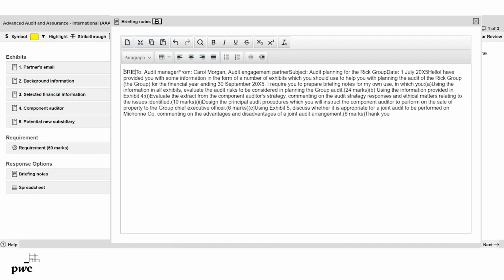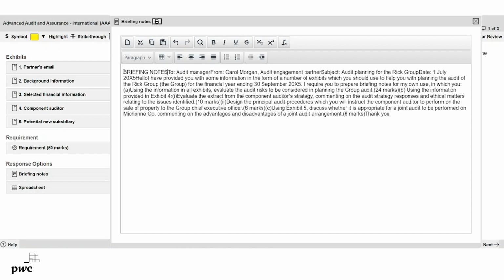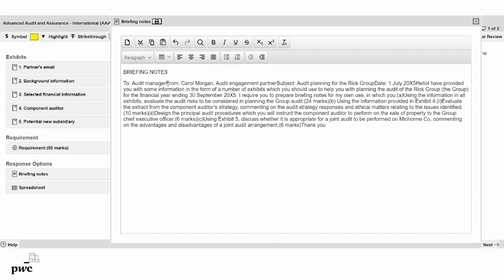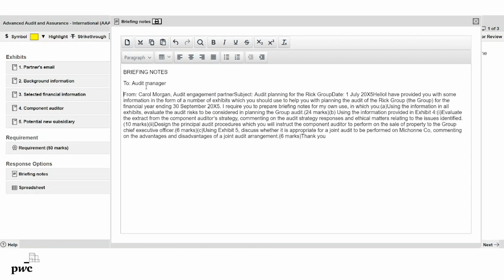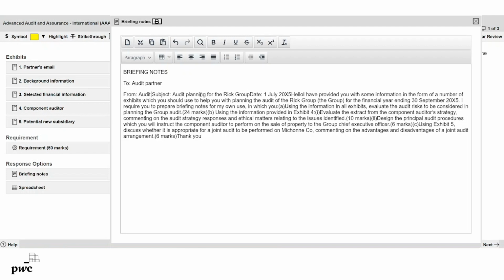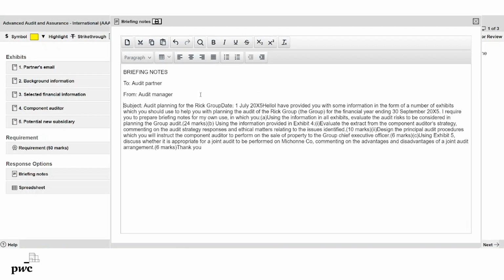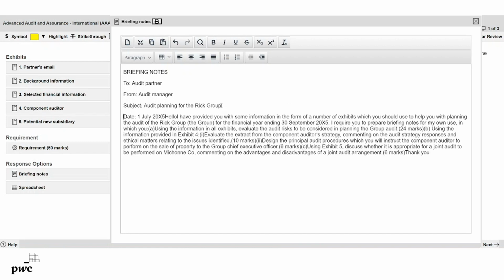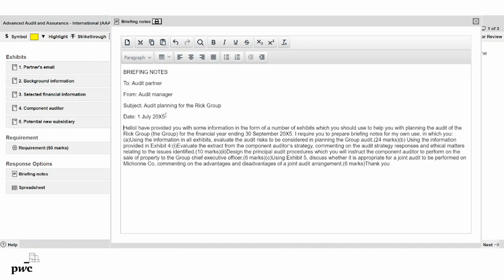So first mark would be for making briefing notes heading. So as you can see, we have to switch Audit Manager for Audit Partner because now the briefing notes are from Audit Manager to Audit Partner. We may leave subject, we may leave date. So we have 1 mark, ladies and gentlemen.